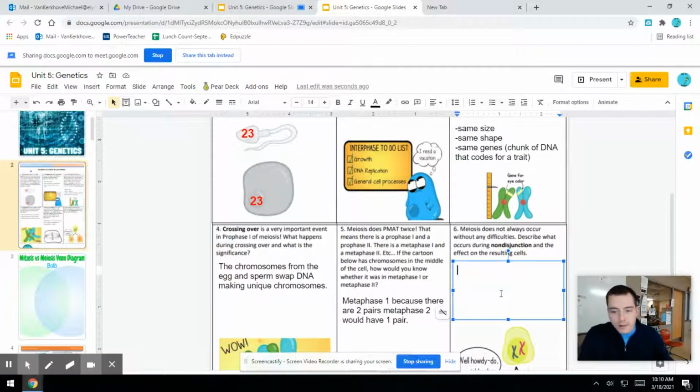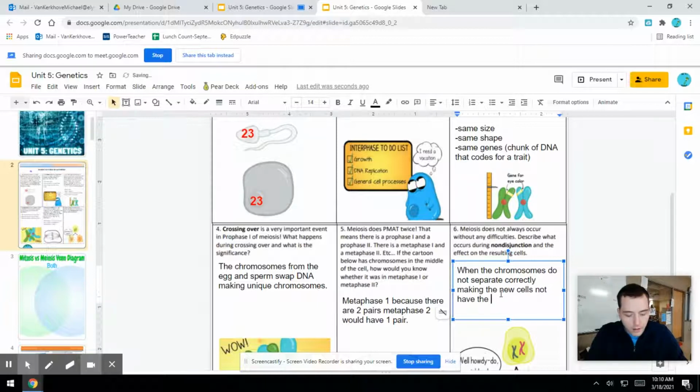And so they also taught about non-disjunction. So what would occur if non-disjunction and the affecting results? So non-disjunction, the chromosomes do not separate correctly, making the new cells not have the correct amount of chromosomes.